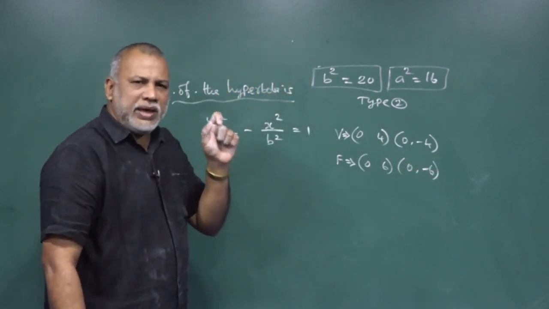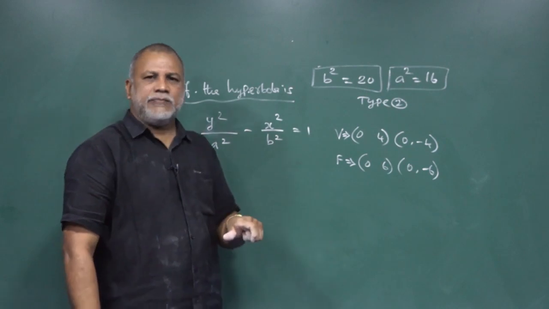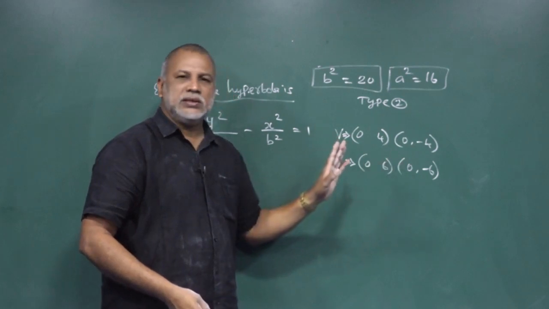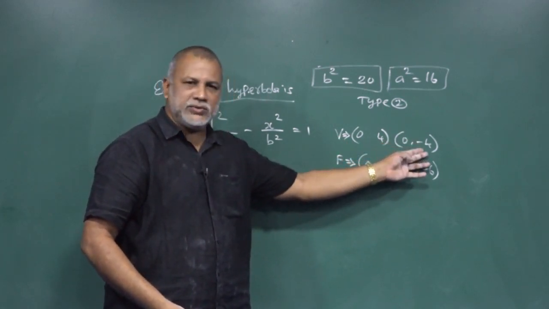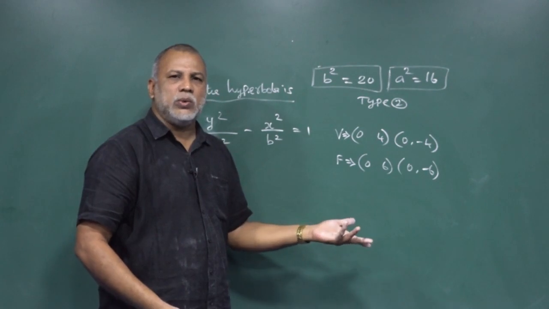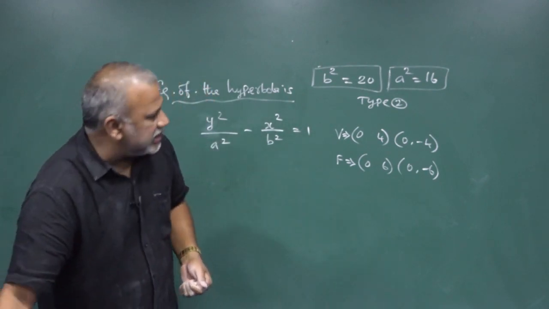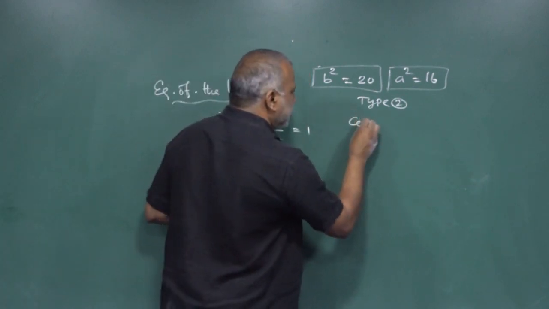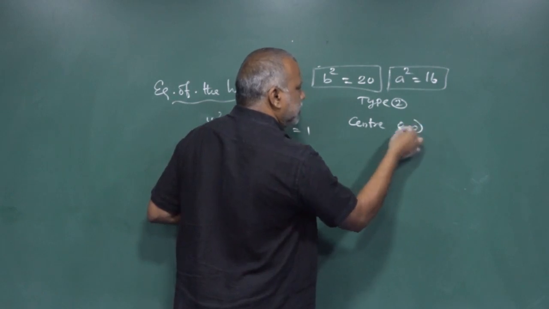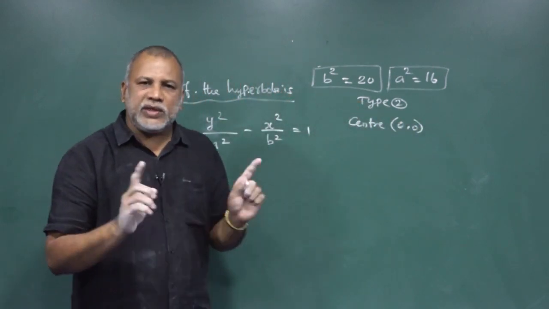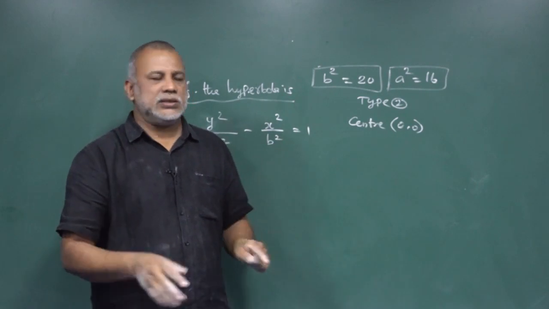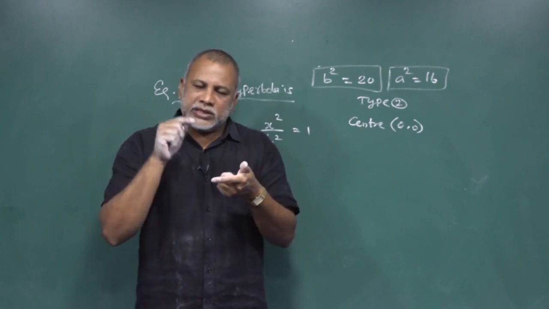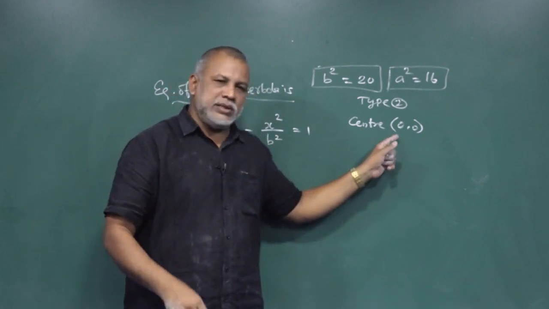Then we already know the basic result: the center is the midpoint of A dash, A, or F dash, F. See the midpoint here of 4 and minus 4. The midpoint must be 0, 0 only. Therefore, for this type, you can realize the idea. The center is 0, 0. What is the meaning of center? It is the midpoint of A and A dash, F and F dash. The vertices are 0, 4 and 0, minus 4, therefore the center must be 0, 0.